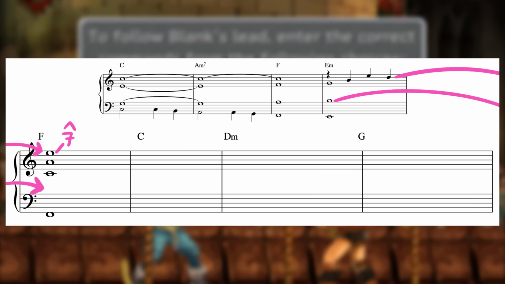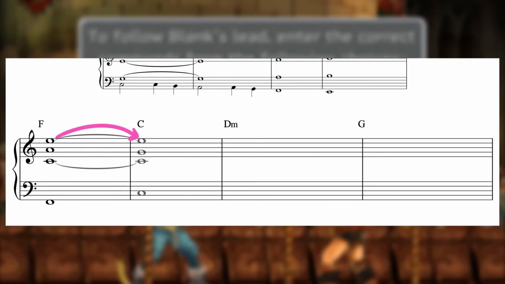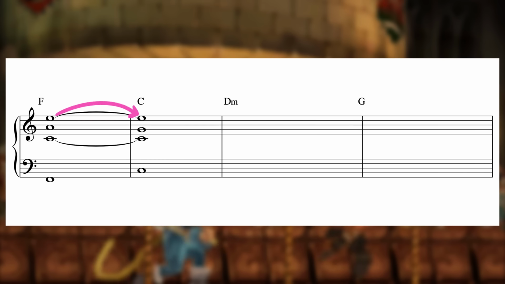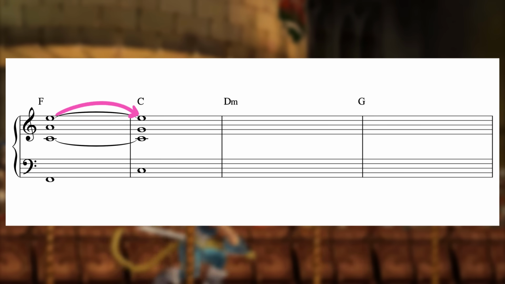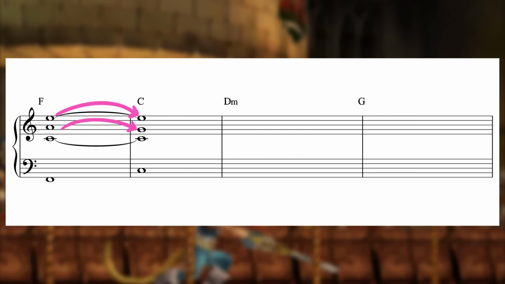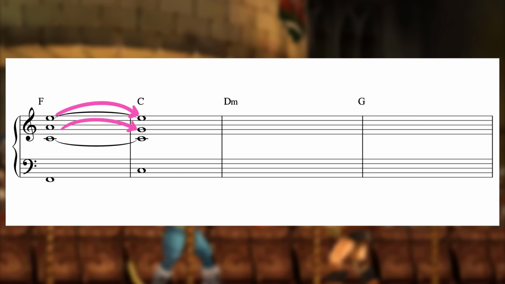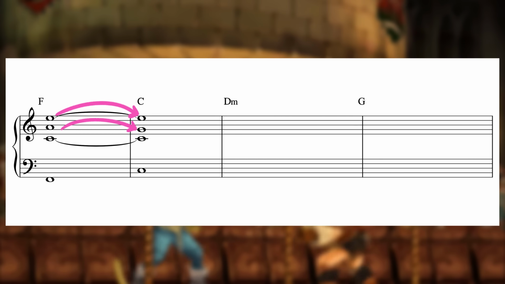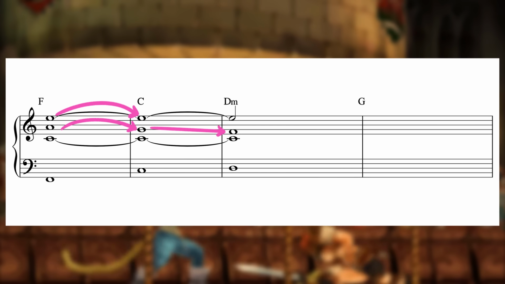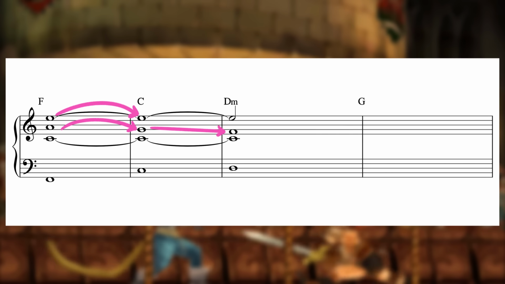This E has the added bonus of making the transition to the following C chord super smooth, with the only note that changes, besides the bass of course, being this inner A that walks down to a G. The smooth voice leading continues as this G walks down to an F, the third of the following D minor chord, and interestingly enough, the other two voices stay right where they are.